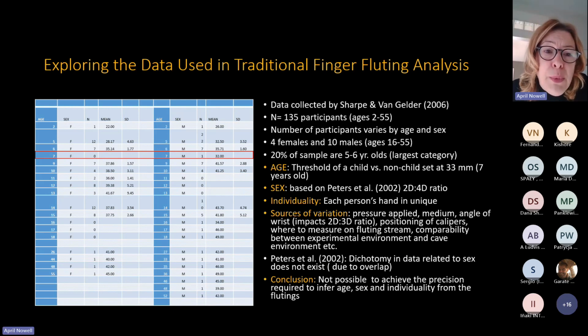But using this database and various experiments that went along with creating the database, Sharp and Van Gelder were able to set a threshold of 33 millimeters to separate a child from a non-child, and they said around 7 years old.